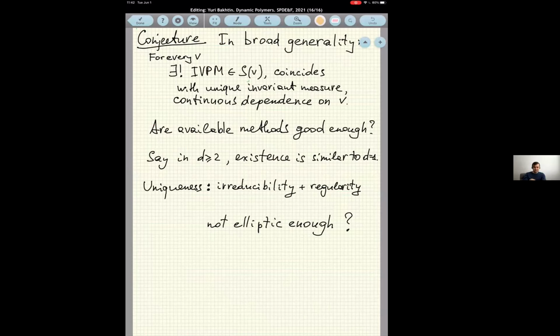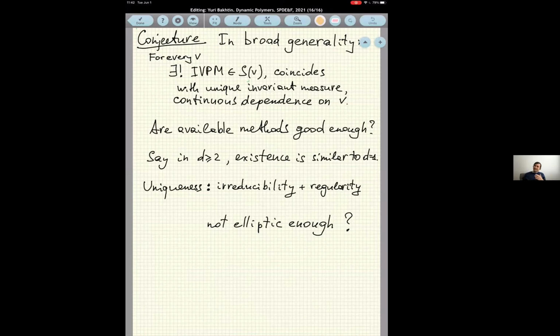So we think that in all these cases, one eventually will prove that for every asymptotic direction, there is exactly one infinite volume polymer measure concentrated on paths with that slope, and it coincides with the unique invariant measure given by the stochastic gradient or reversible dynamics, and there should be continuous dependence on v.